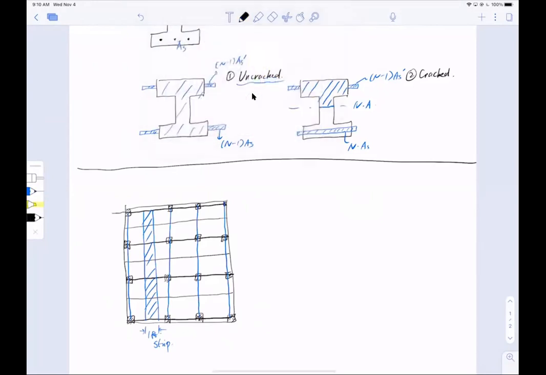So I'm just going to label this as 1. This is 1 prime because it's in the middle, and this is 2. This is 2 prime, in the middle. This is 3, this is 3 prime, again in the middle, and this is 4.